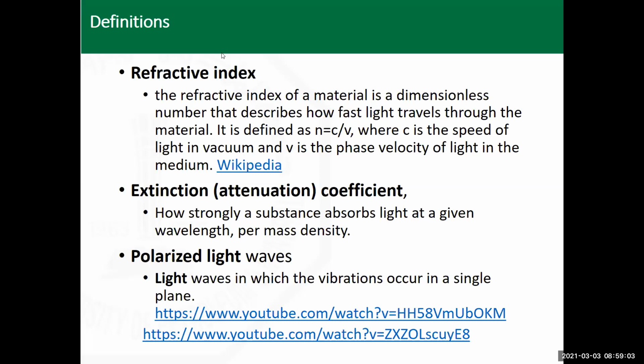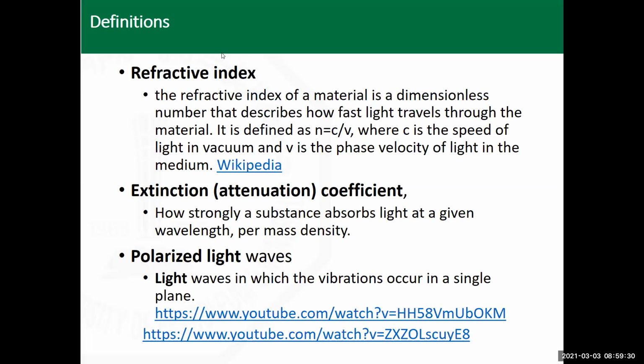Then the extinction coefficient, they also call it the attenuation coefficient, which means that the solar ray gets attenuated or reduced as part of it is being absorbed in the material, in the glass, depending on the wavelength and the mass density of the glass. Then, polarized light waves are the light waves where the vibration occurs in a single plane. This is what we call polarized. What we are getting from the sun is non-polarized light, so it has vibrations in all directions, in all the planes. And then you may have your glass that can change these characteristics from unpolarized to polarized.